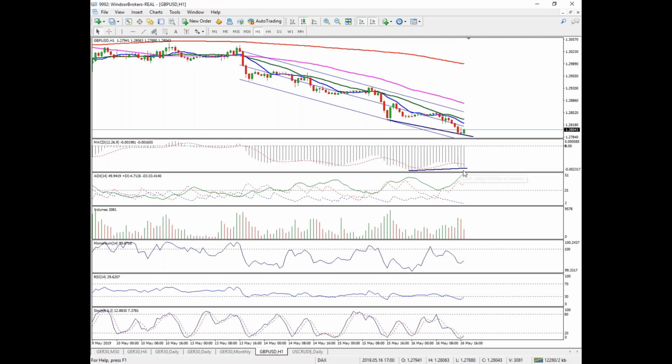So we can see that these two lines are in opposite directions. This is an initial signal that something might be developing, and this is called, in this case, a bullish divergence, so it's a positive signal.